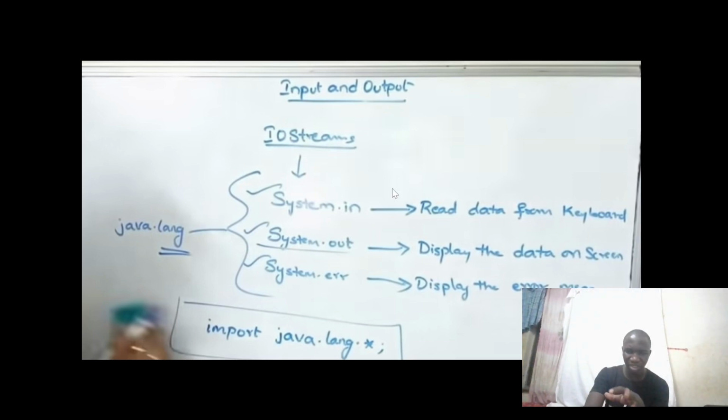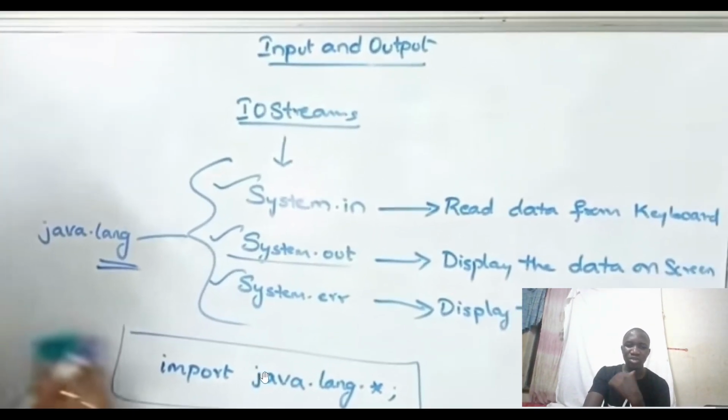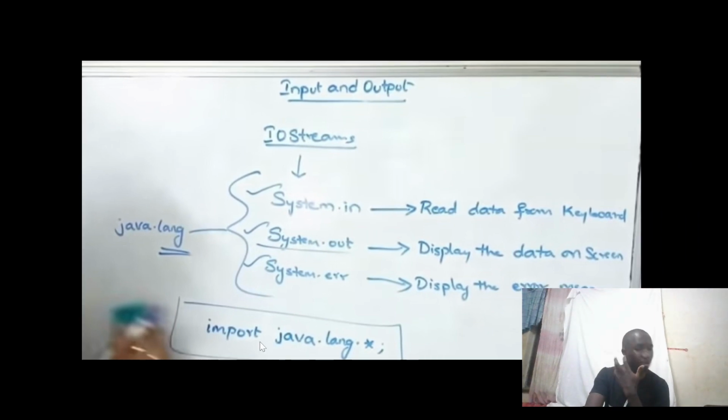When you want to use any of these streams you have seen, you have to first import it by saying import java.lang.star, what you are seeing here. But you have seen in many of the programs we have written, however much we are using system.out, we have not written this statement anywhere.